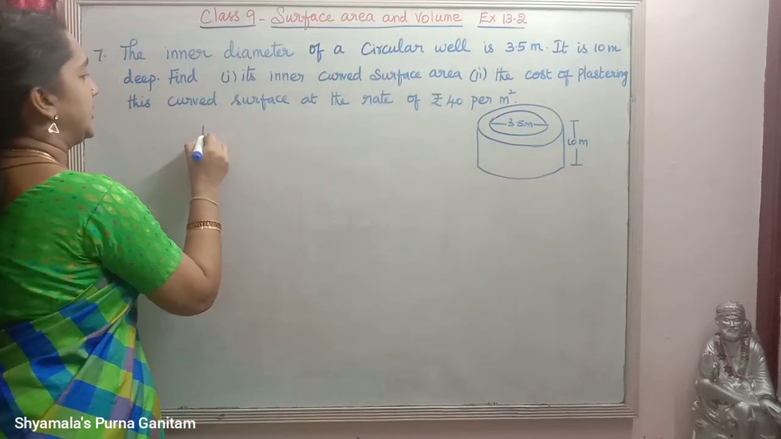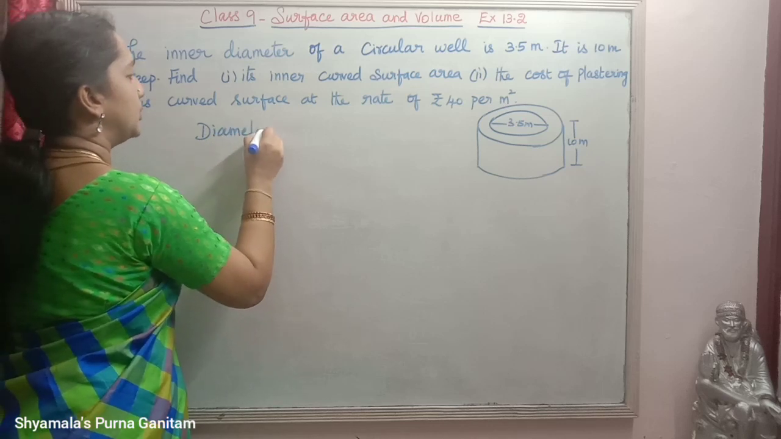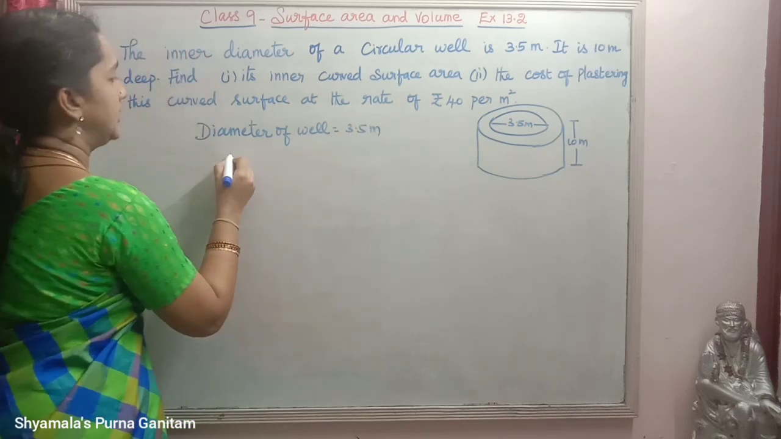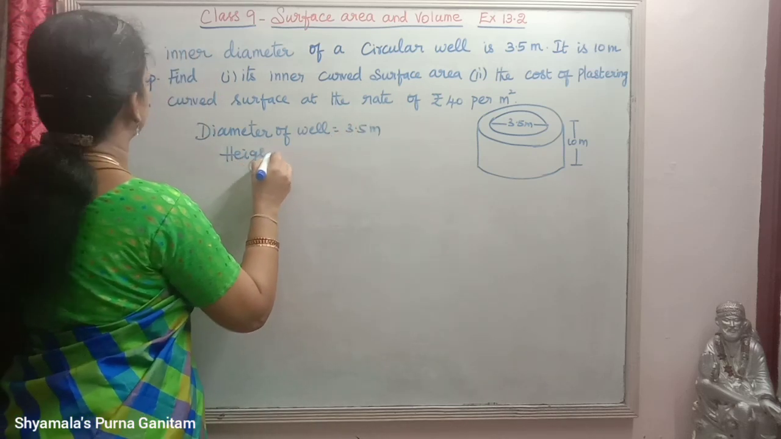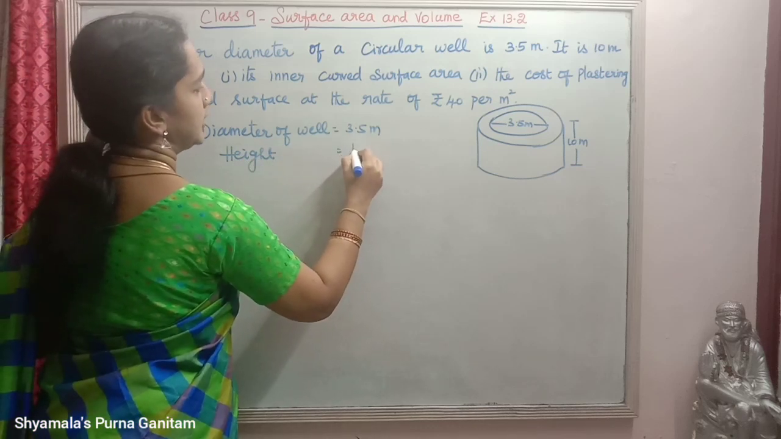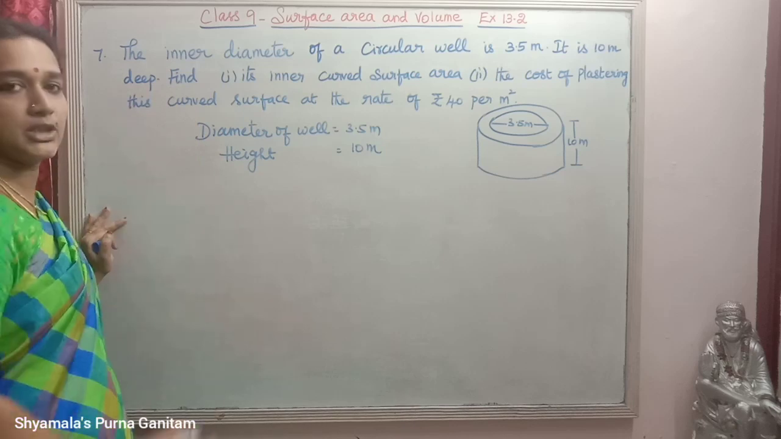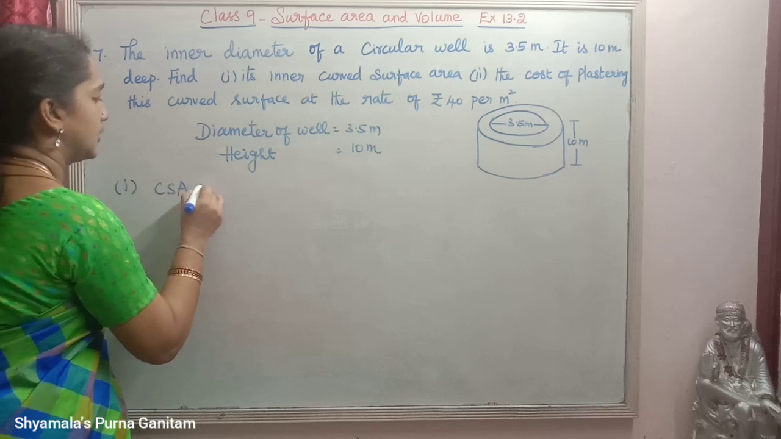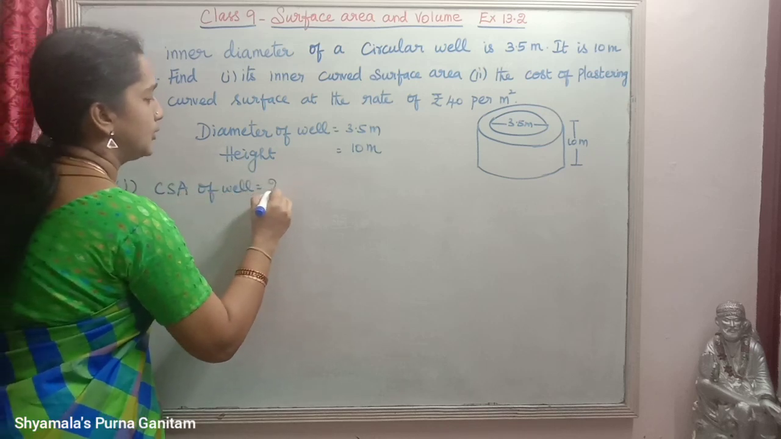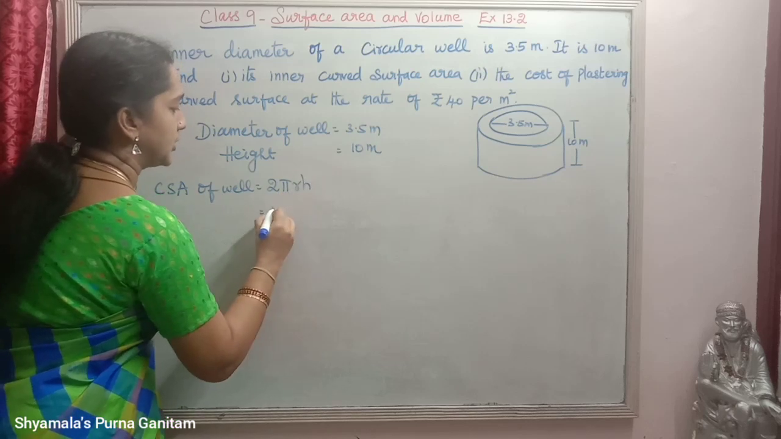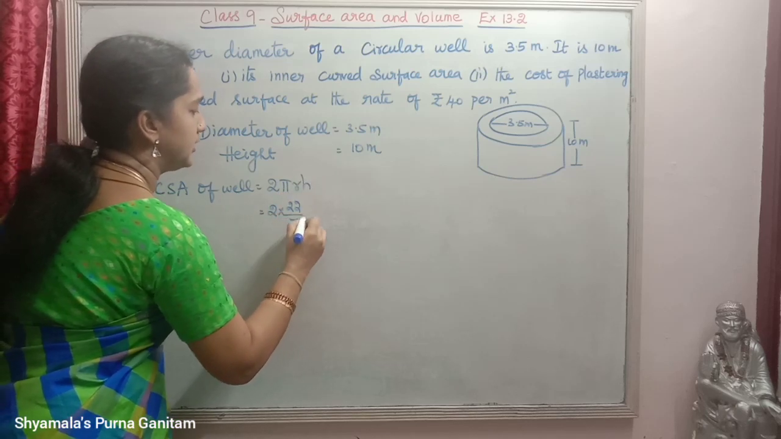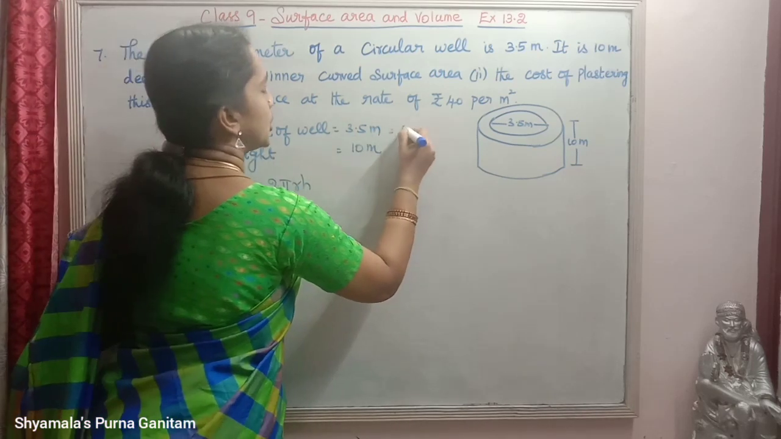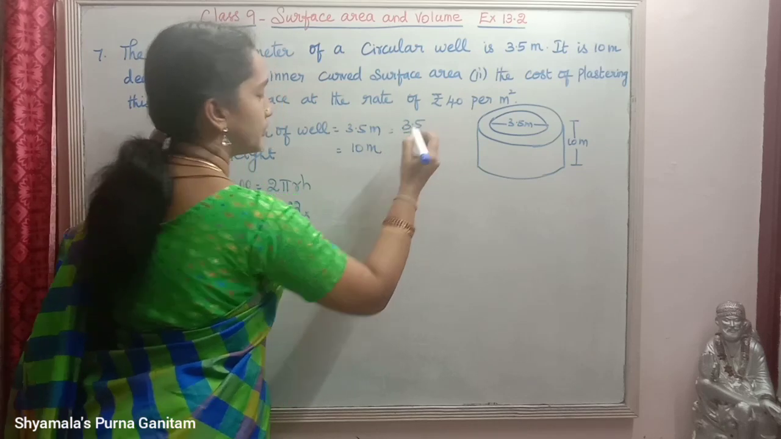So the diameter of the well is 3.5 meter and the height is nothing but the depth. Height is equal to 10 meter. We are asked to find the inner curved surface area. So first, CSA of the well is equal to 2 pi RH. So 2 into 22 by 7 into radius. Only the diameter is given, so the radius is 3.5 by 2.